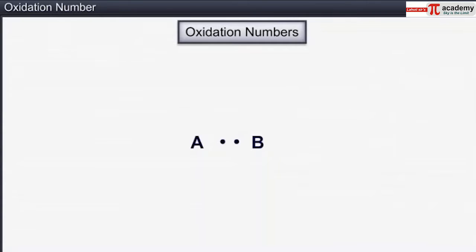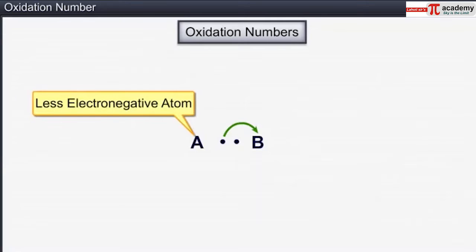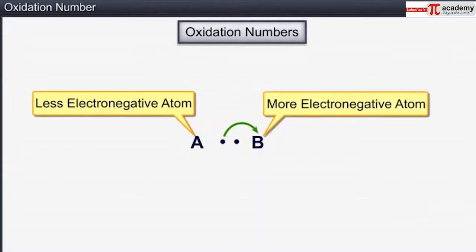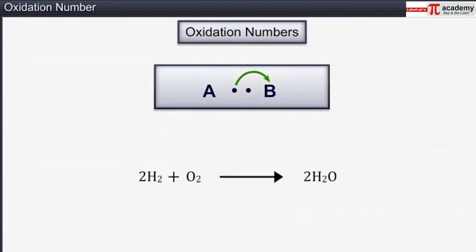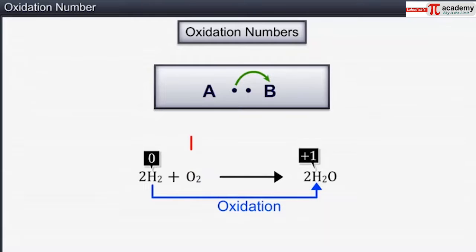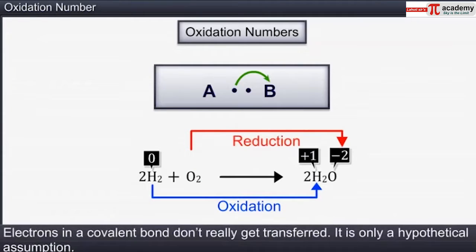The oxidation number method always assumes that there is a complete transfer of electrons from a less electronegative atom to a more electronegative atom. For example, in the formation of water molecule, it is assumed that there is electron transfer from hydrogen atom to oxygen atom, and hence hydrogen gets oxidized and oxygen gets reduced. Note that the electrons in a covalent bond don't really get transferred. It is only a hypothetical assumption made for the purpose of understanding redox equations.